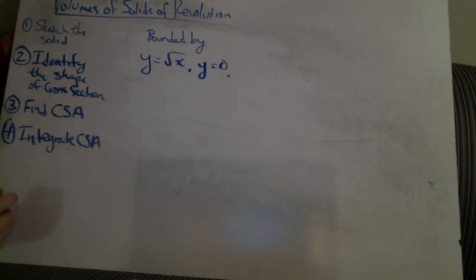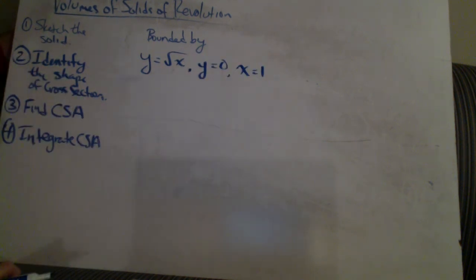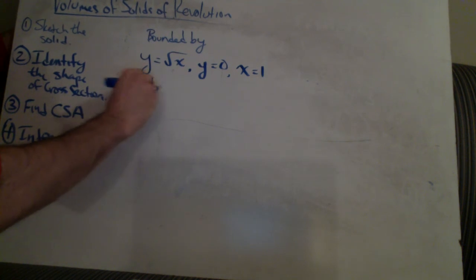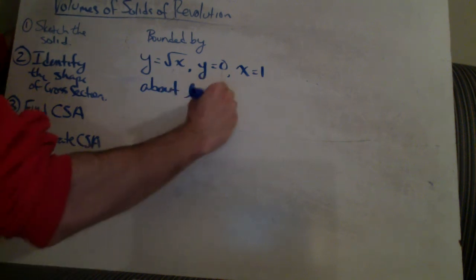Let's say I want to find a volume of a solid. This particular solid is bounded by the following curves. It's bounded by y equals the square root of x. It's bounded by y equals 0. And it's also bounded by x equals 1. And just for kicks, we're going to revolve this about the line y equals 2.